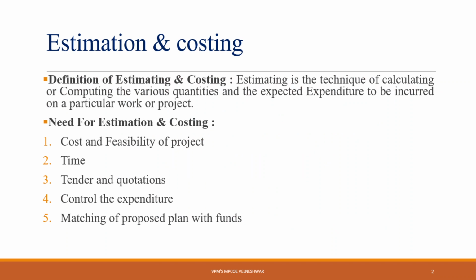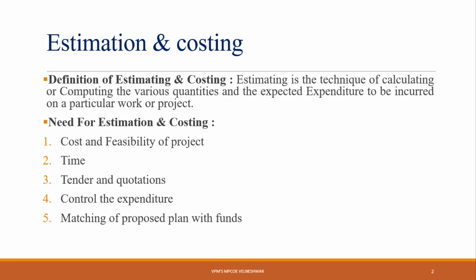Now, what is the definition of estimation and costing? Estimation is the technique of calculating or computing the various quantities from drawings and the expected expenditure to be incurred on a particular work or a project. Estimation means the technique of calculating or computing the different quantities for different items from a GFC. GFC drawings means good for construction drawings.